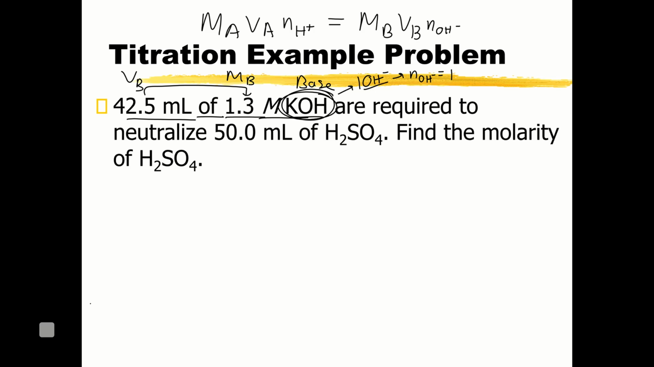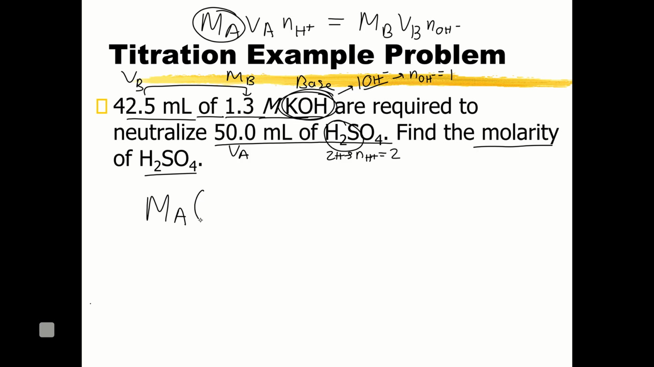It's being neutralized by 50 milliliters of H2SO4. So this is my VA. H2SO4 has 2 H's, so my NH plus factor is equal to 2. It says find the molarity of the acid, so I'm solving for MA. So I have MA times VA, 50, times NH plus is 2, equals MB is 1.3 times 42.5 times 1. Solve for MA.